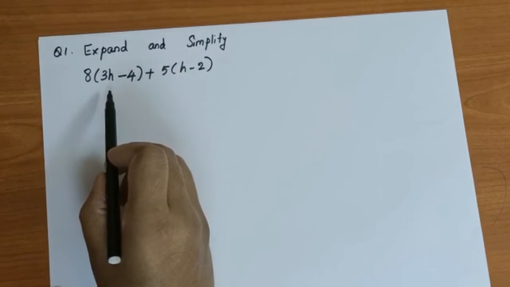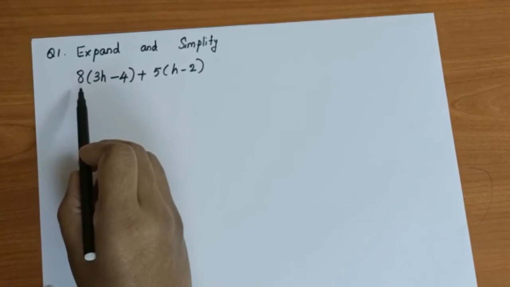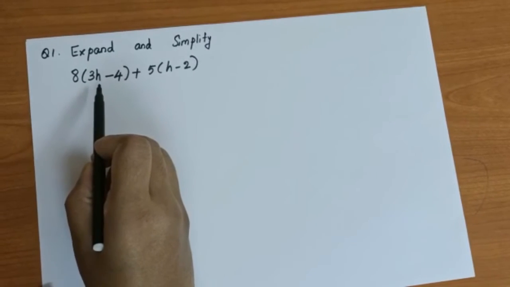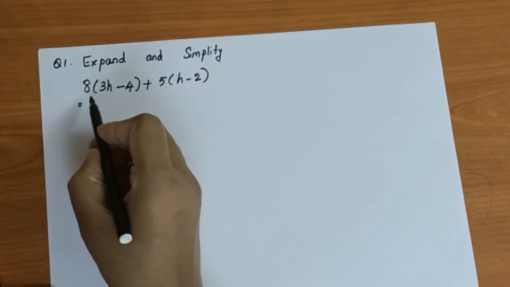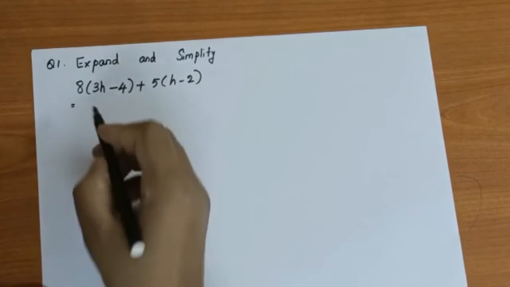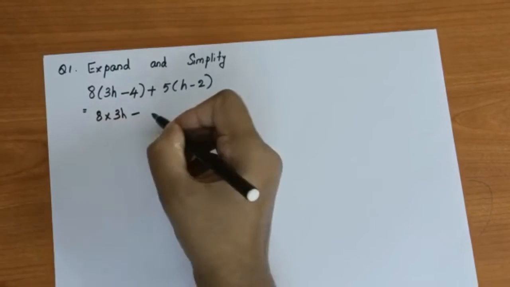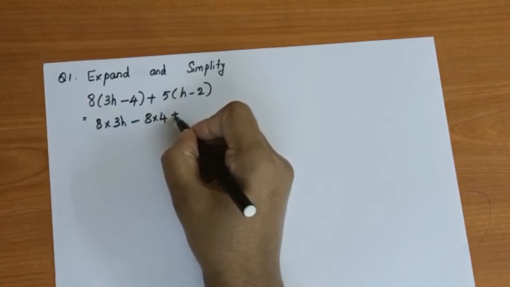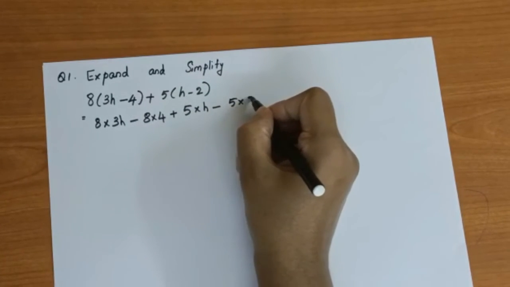First of all, we choose the first bracket. The number outside the bracket is 8. Using this 8, we have to multiply all the terms inside the bracket. So we can start expanding using 8. I am going to explain expanding this bracket. So, using 8: 8 multiply 3h minus 8 multiply 4, same as 5 multiply h minus 5 multiply 2.